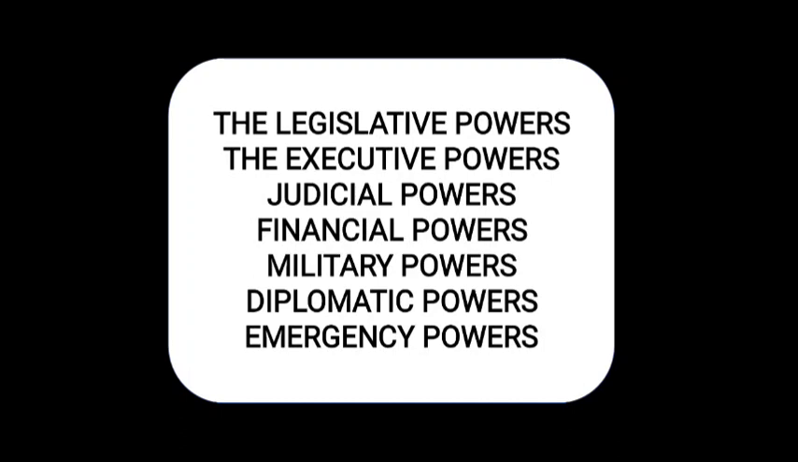Number two: if the constitutional machinery of a state breaks down, then President's Rule can be implemented. The chief minister and the ministers in the state will not function. Rather, the president will announce President's Rule and take charge of the functions of the state.